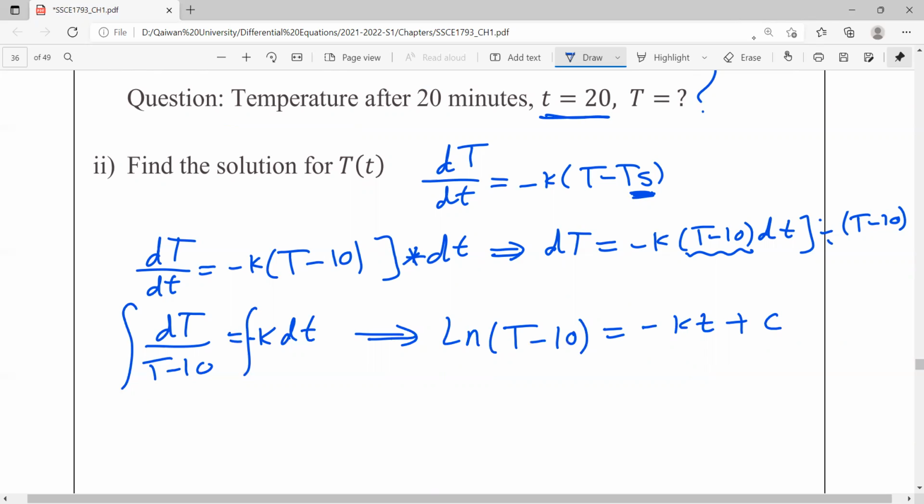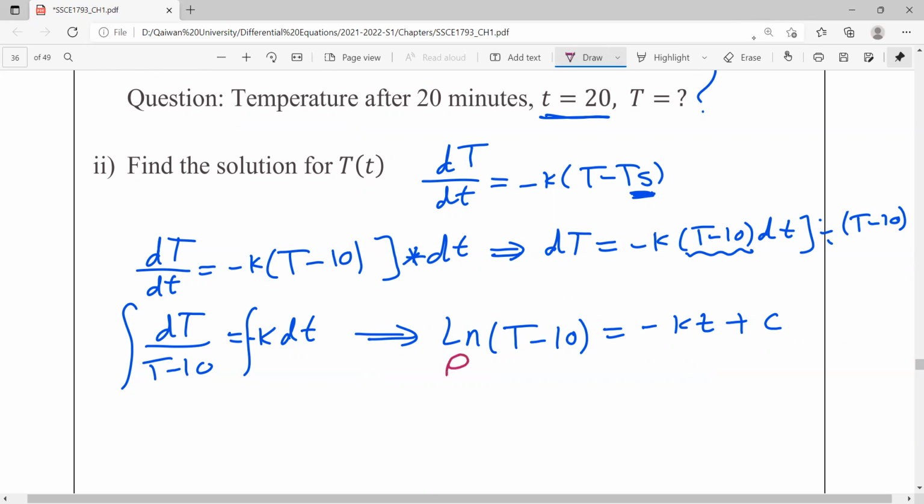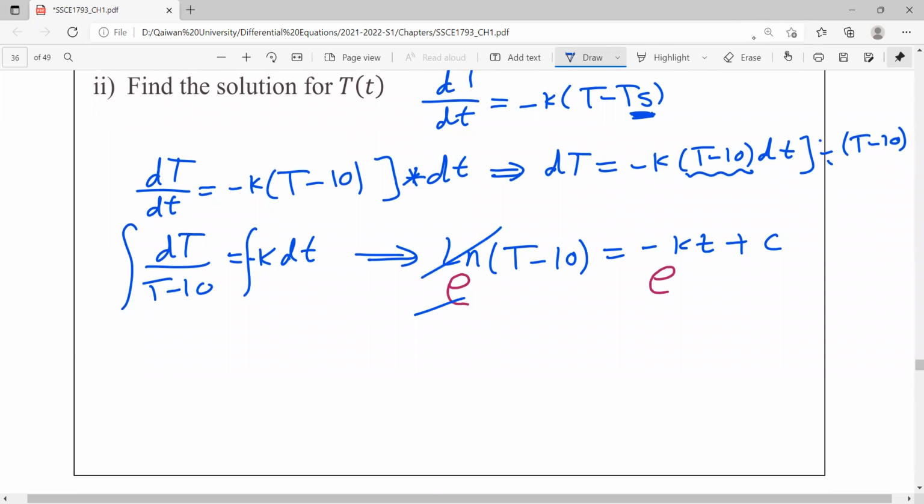Okay. So now, how to get capital T? We must take e for both sides. It's the same as the general form that we solved. If you take e for the left side and for the right side also, what do you get? For the left-hand side, these two cancel out, and we get only T minus 10. And in the right-hand side, we get e to the power minus kt plus c.